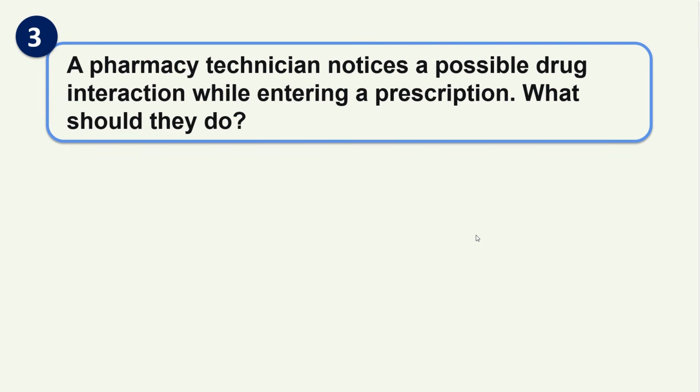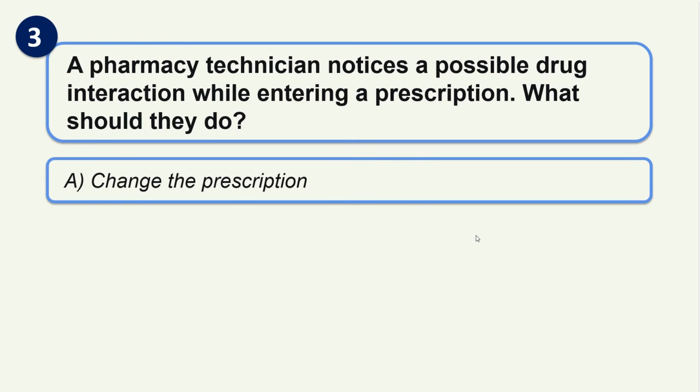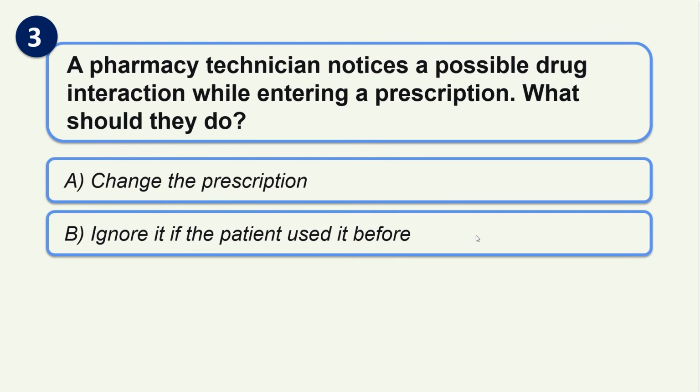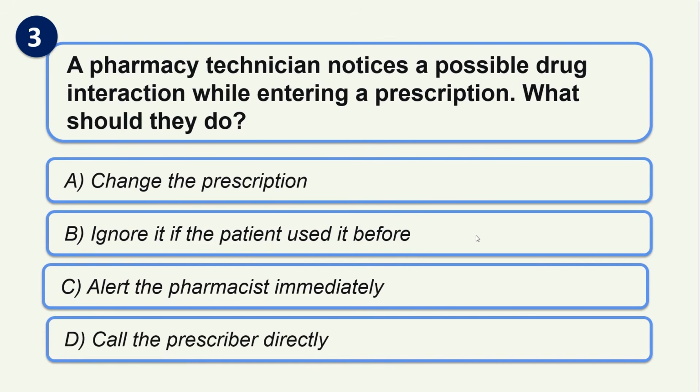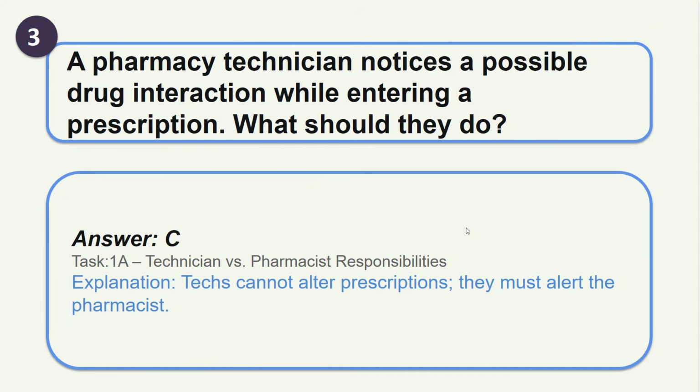Next, a pharmacy technician notices a possible drug interaction while entering a prescription. What should they do? A. Change the prescription. B. Ignore it if the patient used it before. C. Alert the pharmacist immediately. D. Call the prescriber directly. The correct answer is alert the pharmacist immediately. So after a pharmacy technician finds any alert about a drug interaction or serious adverse reaction, the technician must alert the pharmacist about those serious alerts.